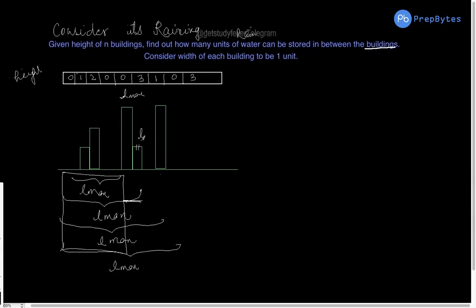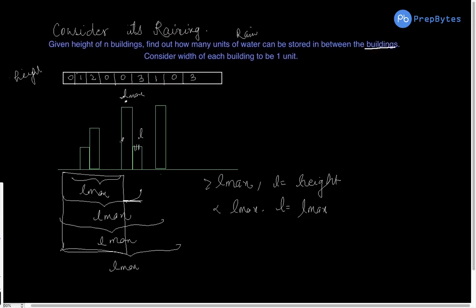So for L max of this particular building, there could be just two scenarios: the height of this particular building is greater than L max, or the height of this particular building is less than L max. If the height of this building is greater than L max, then L max is equivalent to the height of that particular building, and if the height is less than L max, then simply L max stays the same.